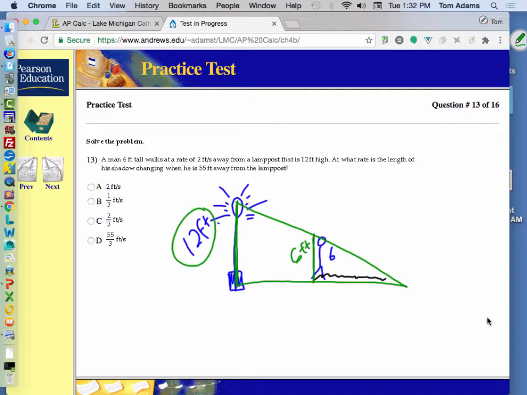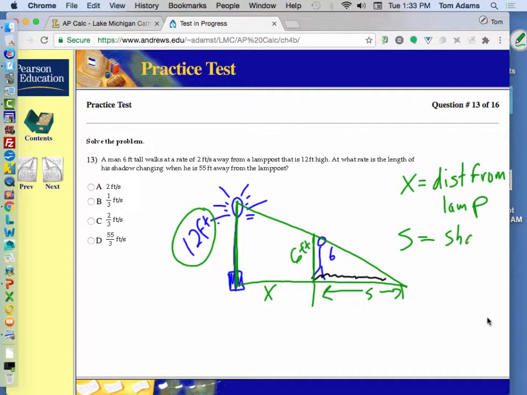Do we know how far away from the lamppost he is? Well, kind of. But let's label some stuff first. First of all, the distance he is from the lamppost, we'll call it x. And then we'll call this distance from here to here s. So we'll call that the length of his shadow.